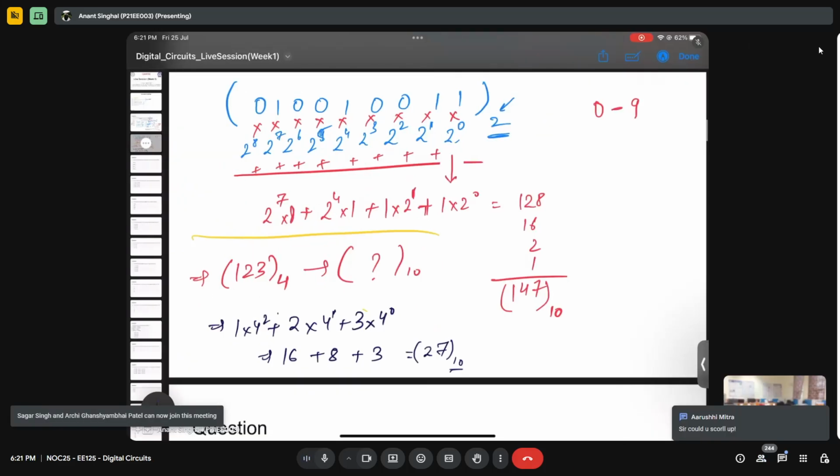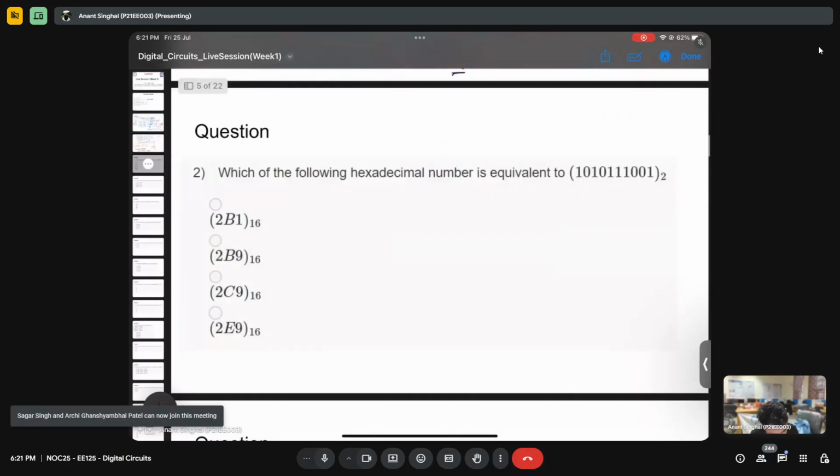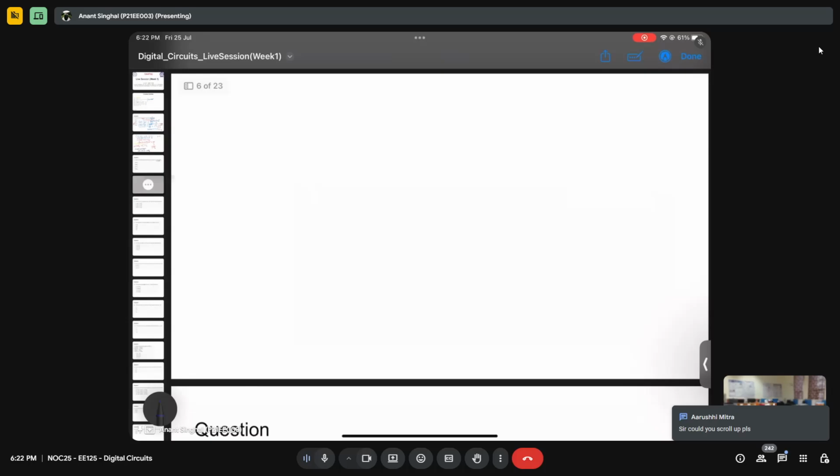So maybe we can move forward to the next problem. It says, which of the following hexadecimal numbers is equivalent to this particular thing? Whosoever already knows how to solve it, you can try on your own and write in the chat box. Till then, let me explain how to do this binary to hexadecimal conversion. There is a specific method to do it. Let's try to understand that.